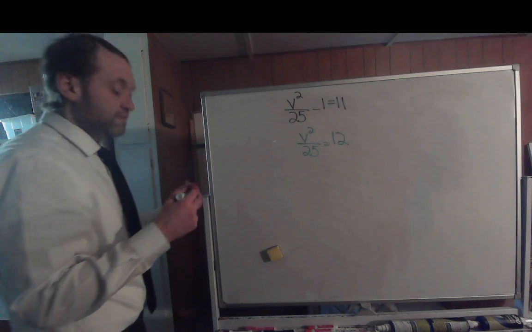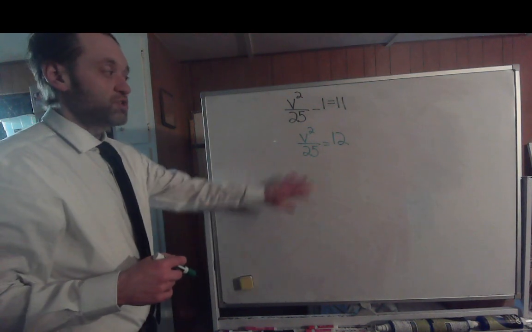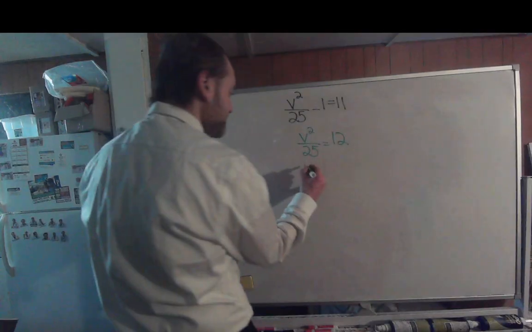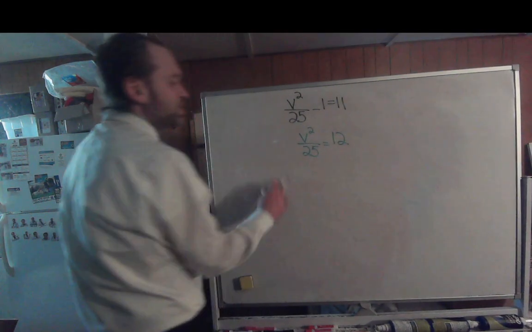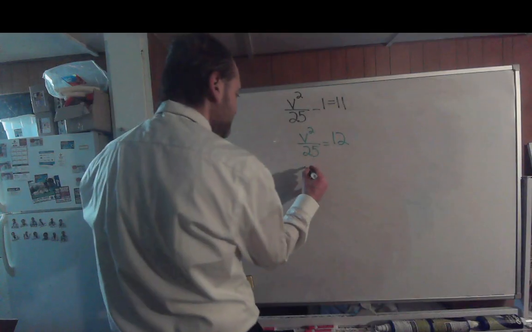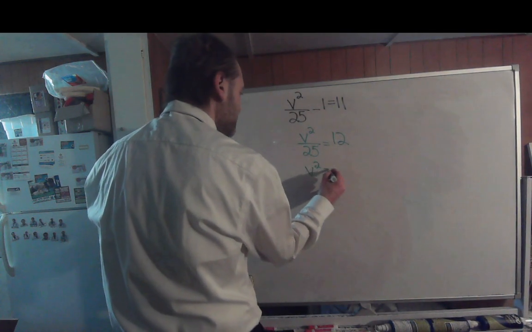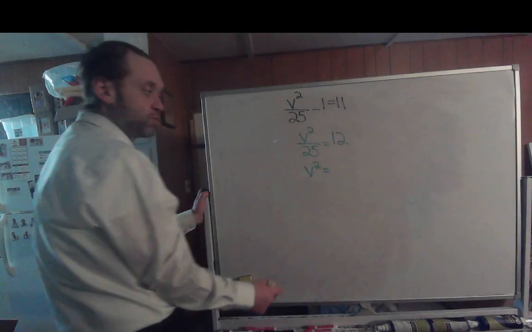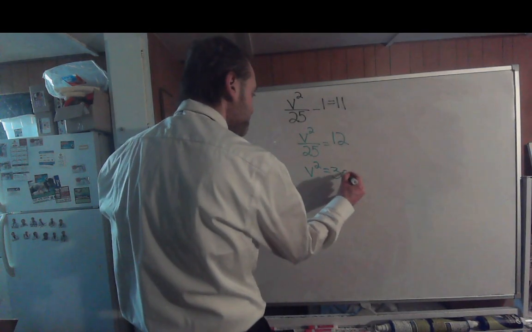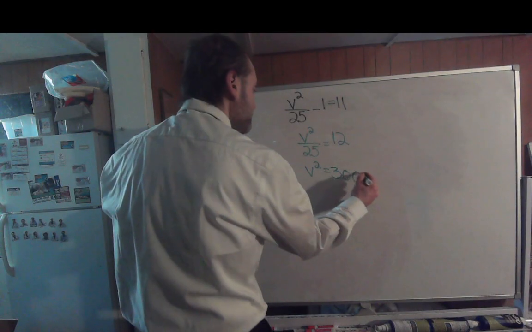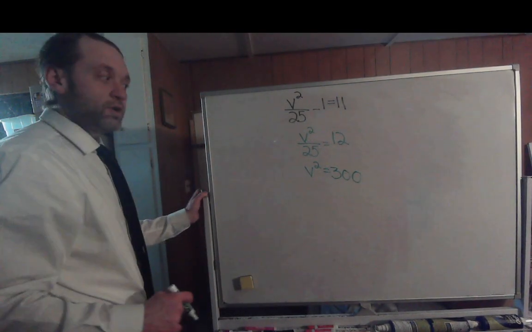Now we just want to get the v squared by itself, so just multiply both sides by 25. If you do that, the left side just turns into v squared. That would equal 12 times 25, that's 300. So you would have v squared is equal to 300.